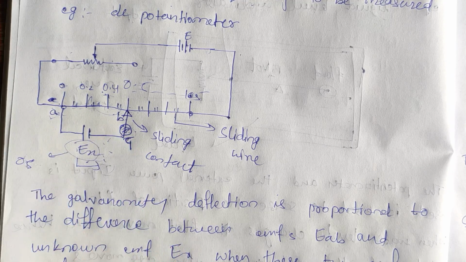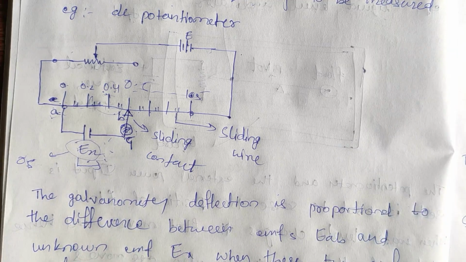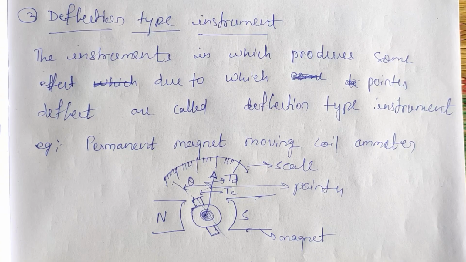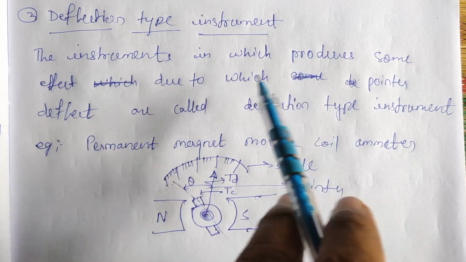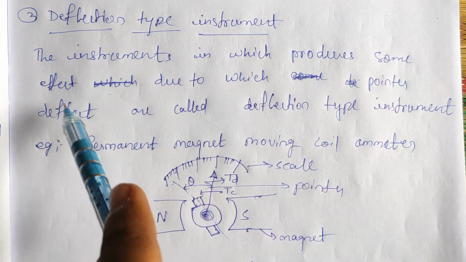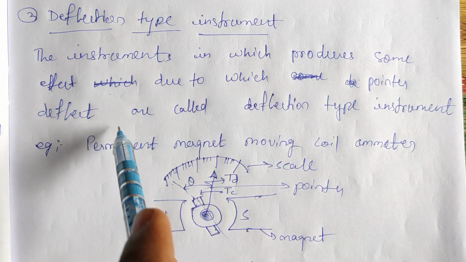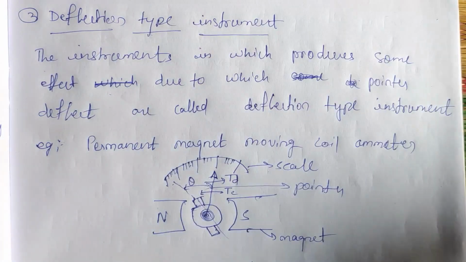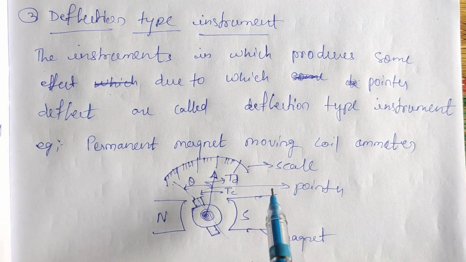Okay, so next one we will see is the deflection type. So the deflection type instrument is very simple. It is the instrument which produces some effects due to which the pointer deflects. Okay, so that is called a deflection type instrument.